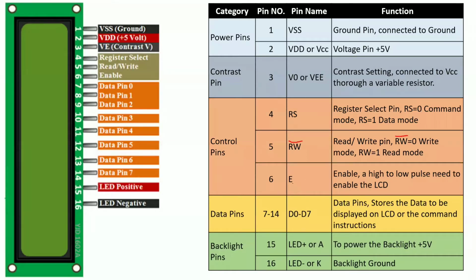Okay. The next one is E. The sixth pin is nothing but your E, that is called enable. After sending the command, after sending the data, we are going to enable the display. In order to enable or disable the display, we are using this E signal. Whenever you make it 1 to 0, that means clock high to low, the display gets enabled. Then only we can see the data in the display.